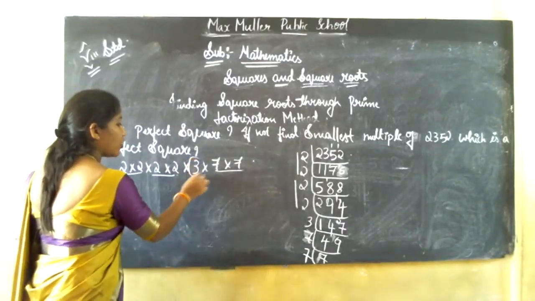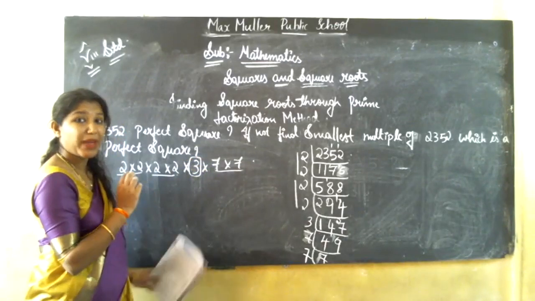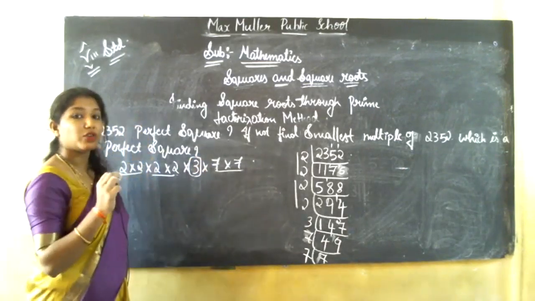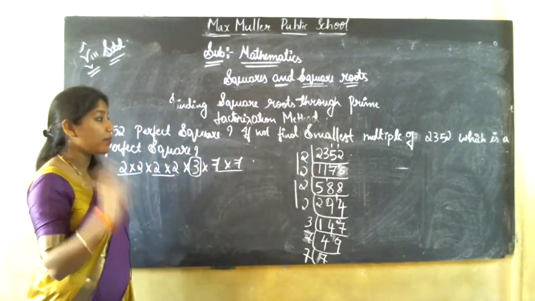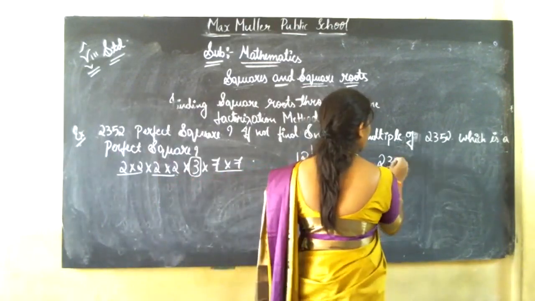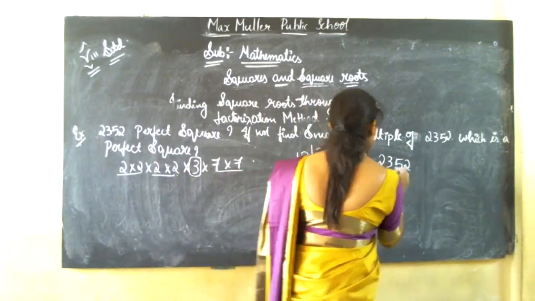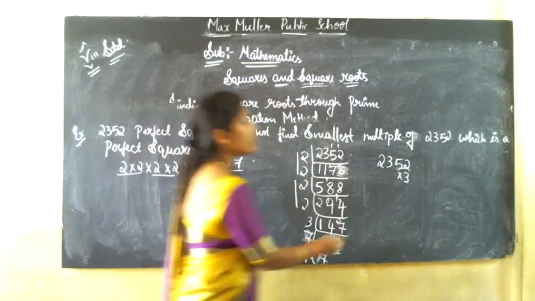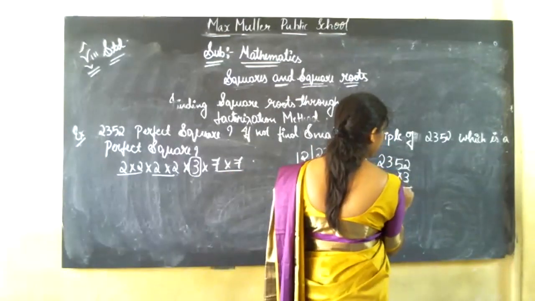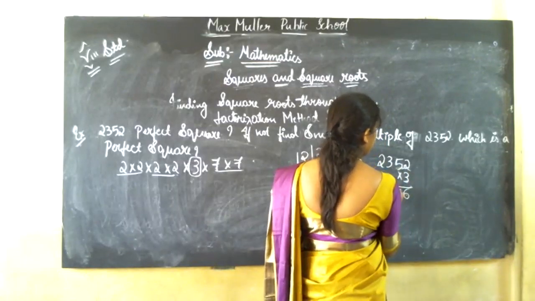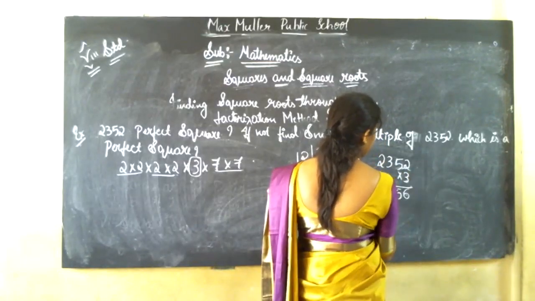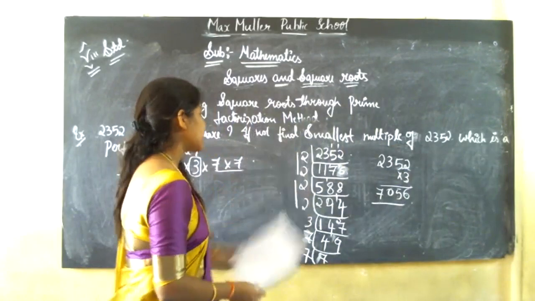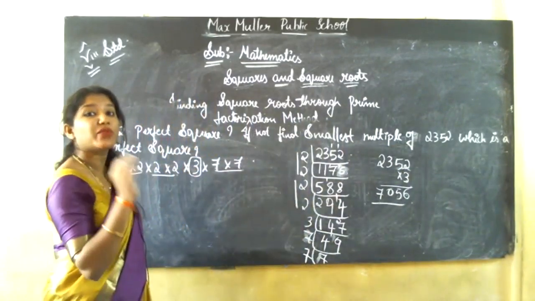If 3 gets a pair, then this 2352 will be a perfect square number. So multiply 2352 into 3. 3 is not having the pair here, right? So for that you have to multiply. 3 2s are 6, 3 5s are 15, 1 carry, 3 3s are 9, 10, 1 carry again, 3 2s are 6, 7. 7056. Yes, 7056 is a perfect square number.